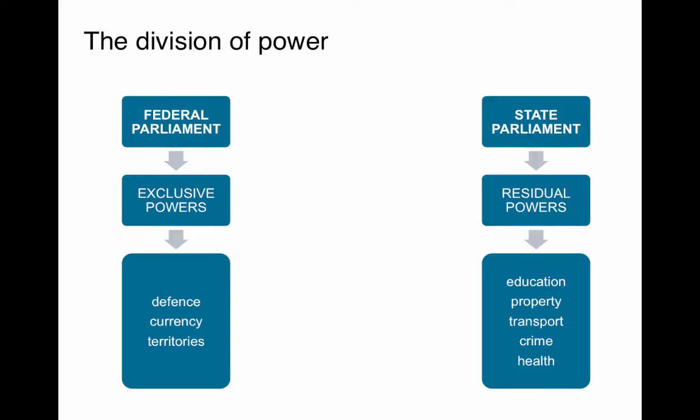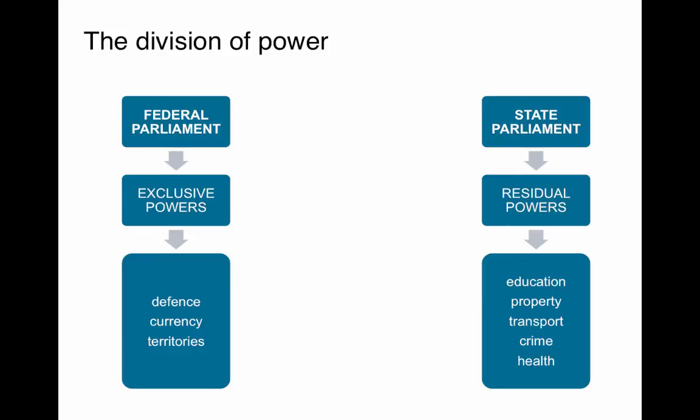When the federal system was established in 1901, certain areas of authority were retained by the states. These are known as the residual powers of the states, and they include education, property, transport, crime, and health. The reason why the schooling systems are slightly different from state to state in Australia is because education is regulated by the state governments rather than by the federal government. The reason why the process of buying a house in Queensland is slightly different to the process of buying a house in New South Wales is because property law is regulated by the state governments and not the federal government.